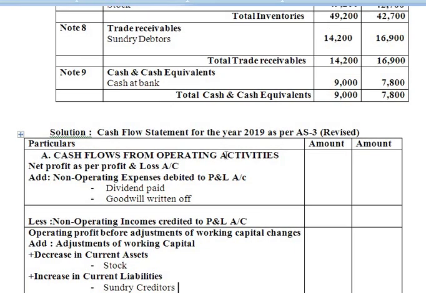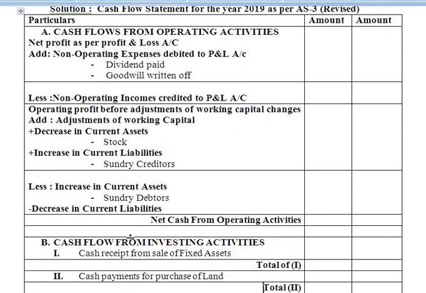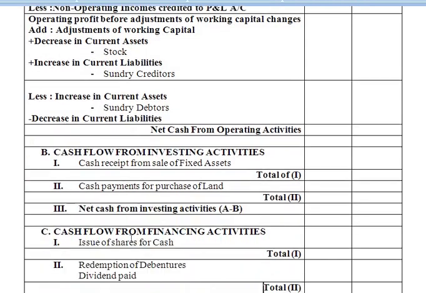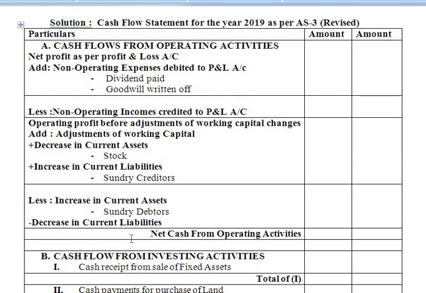In cash flow statement as per revised accounting standard 3, the activities are divided into three types. First one is cash flows from operating activities, cash flows from investing activities, and last one cash flows from financing activities. So what is the cash flow in all these three activities, that we have to calculate individually, and the balance of cash in hand and cash at bank, that we need to calculate with the help of this format.